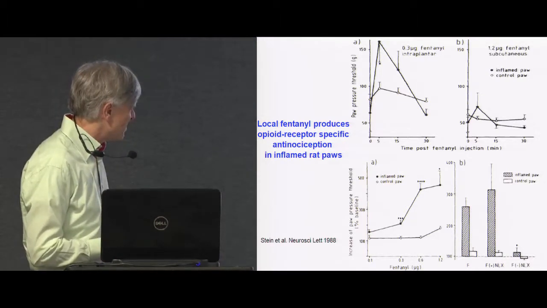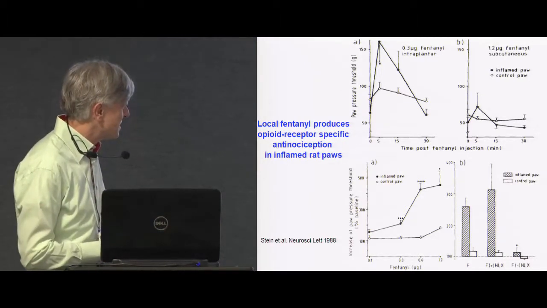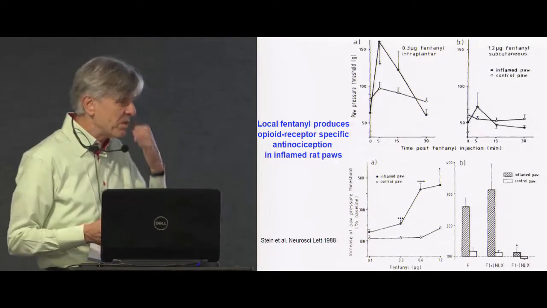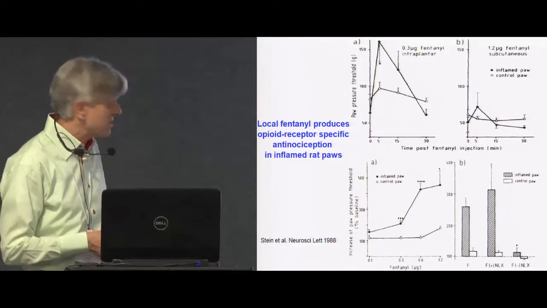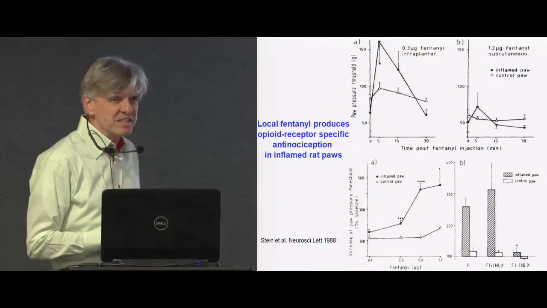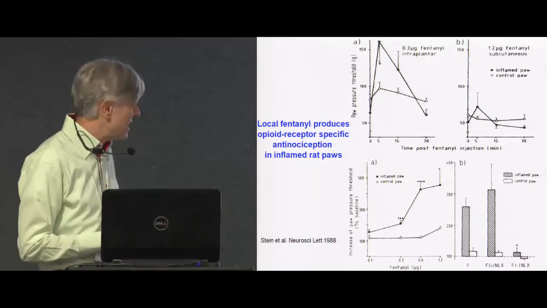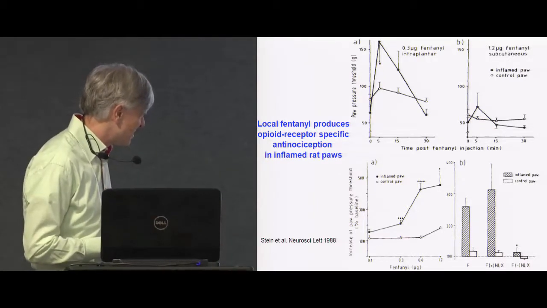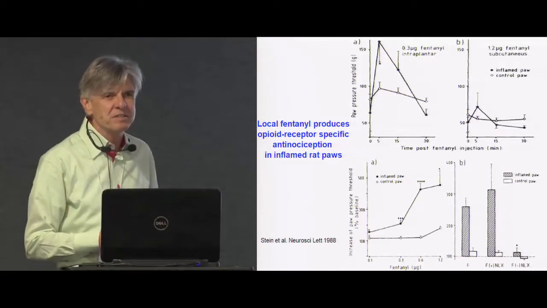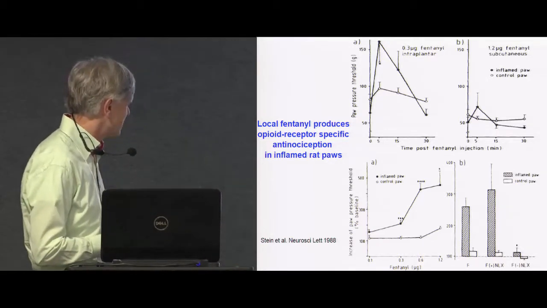We also tried to antagonize this. You can see this effect can be antagonized by naloxone, a very popular opioid receptor antagonist, but it can only be antagonized by the left-turning isomer, not by the right-turning isomer, so it's a stereospecific antagonism.